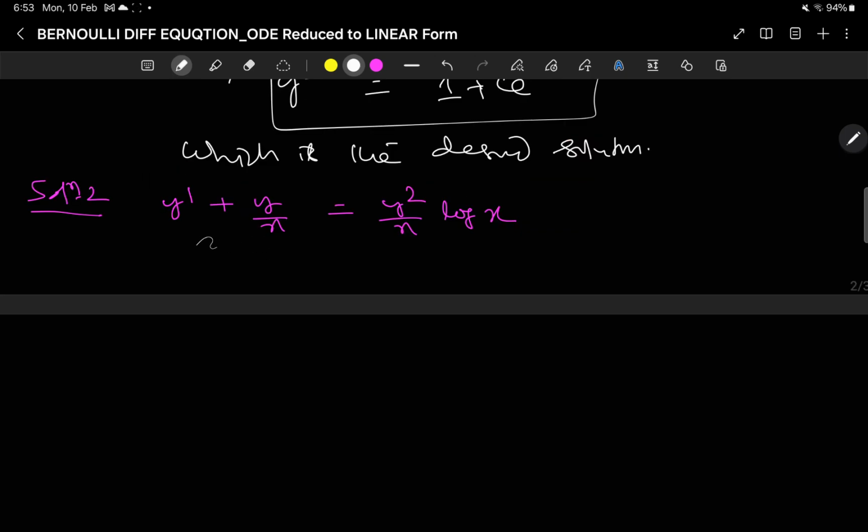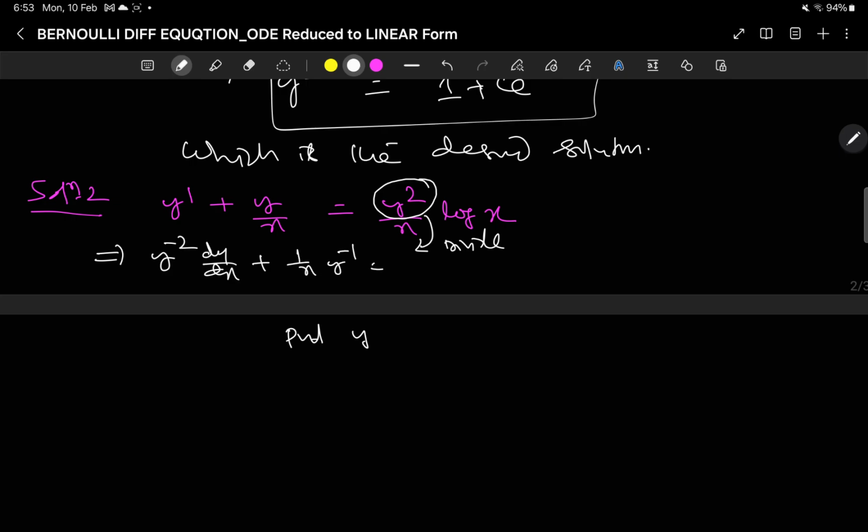Now coming to example 2, here y dash plus y by x is y square by x log y. So y to the power n is this, and because of this it is Bernoulli, not linear. So first you divide it by y square. So y to the power minus 2, y dash or dy by dx, plus 1 by x y to the power minus 1, is equal to 1 by x log x.